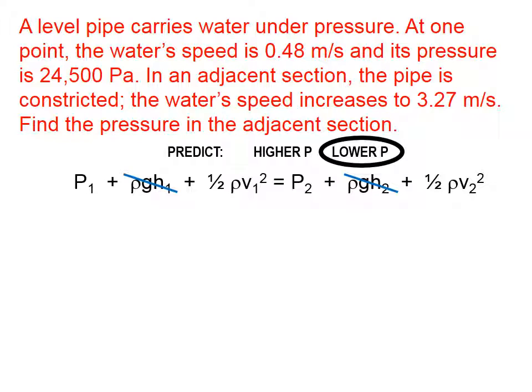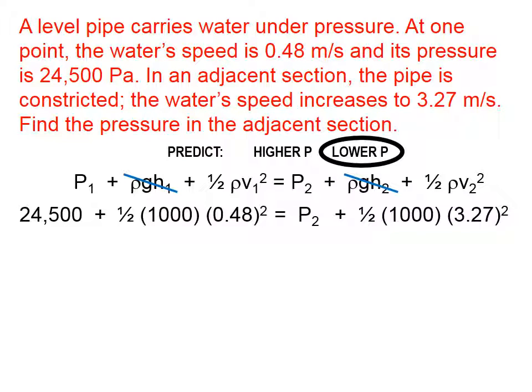24,500 pascals. The rho g h term is going to cancel on each side of the equation because this is a level pipe. The centers of mass of the two sections are at the same elevation. So those two quantities disappear from the equation, which leaves us with the left side. There's our pressure, 24,500, and here's our kinetic energy term, 1/2. There's the density of water, and there's the speed squared.